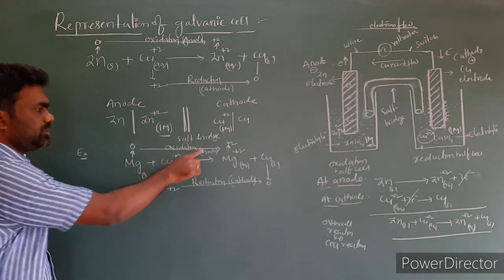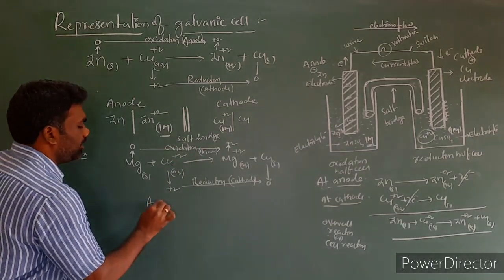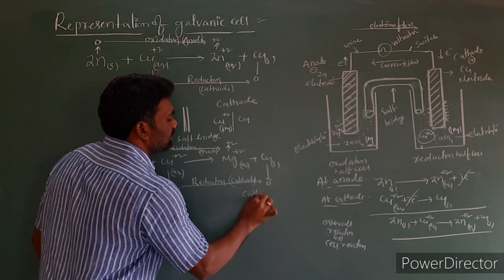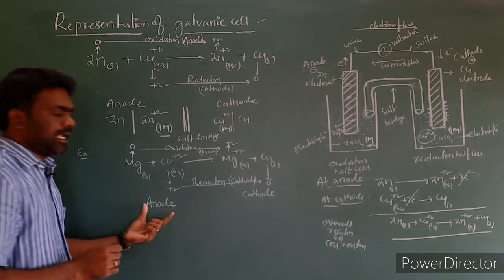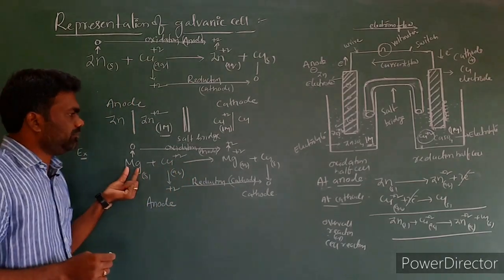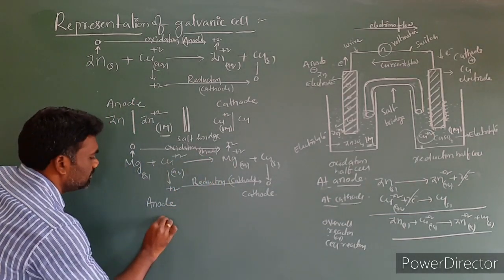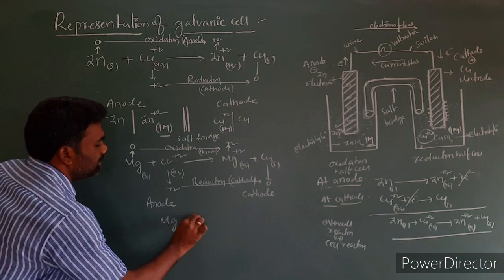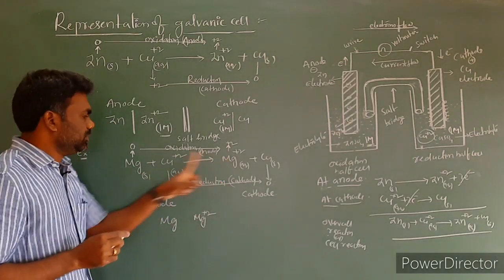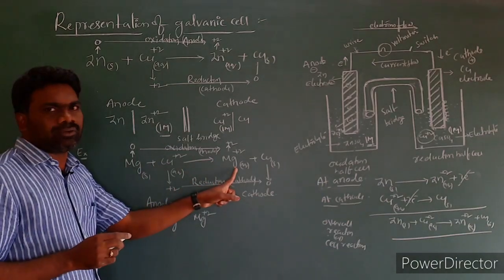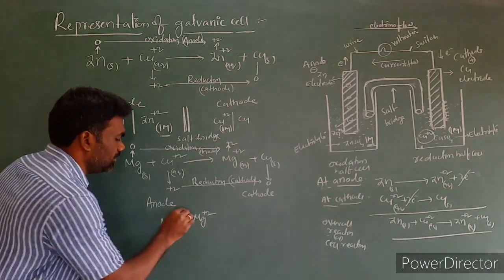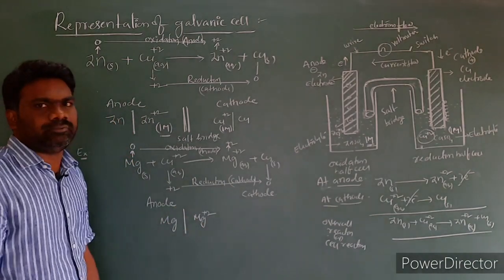The next thing is, we have to write the anode on the left hand side and the cathode on the right hand side. Then we write the equation, Mg converting into Mg2+. This is the electrode, and this is the electrolyte. The electrode is dipped in an electrolytic solution. So between electrode and electrolyte, we have to keep one vertical line.